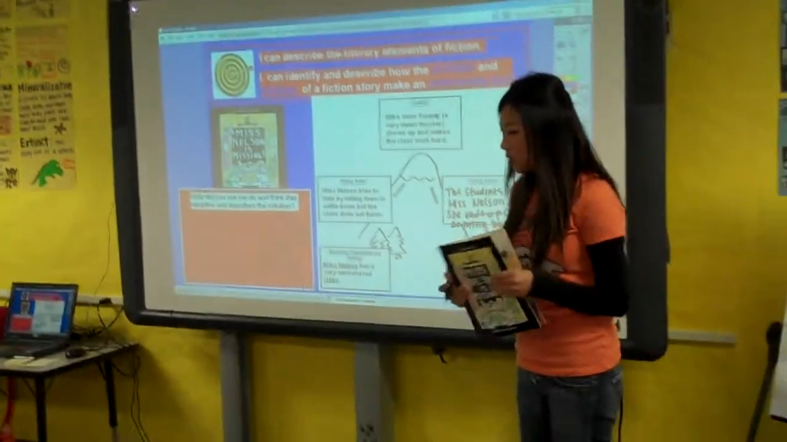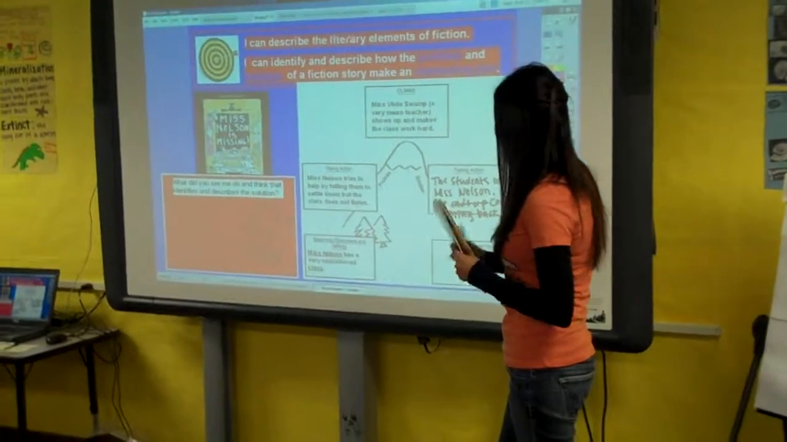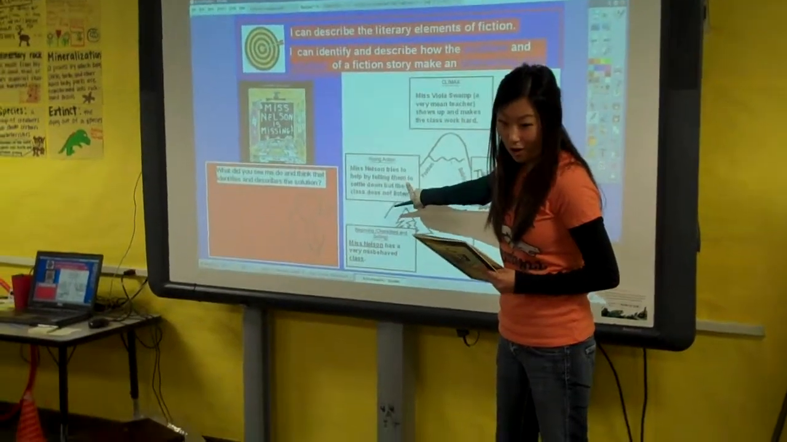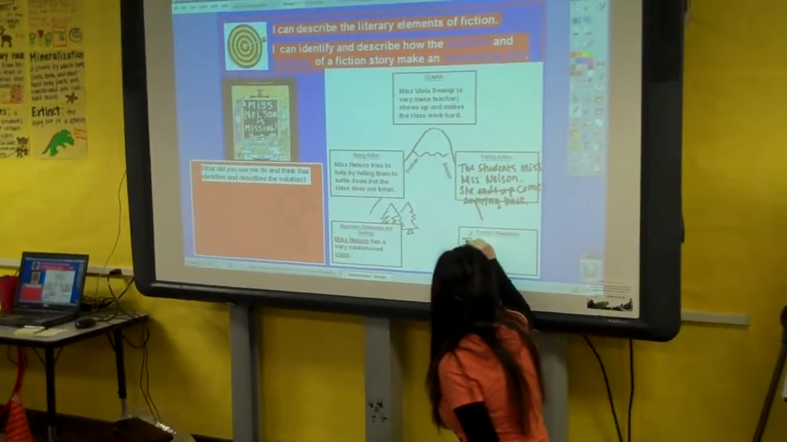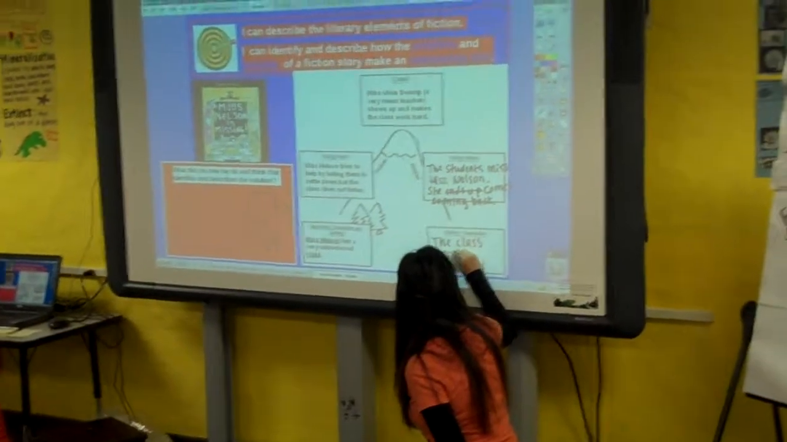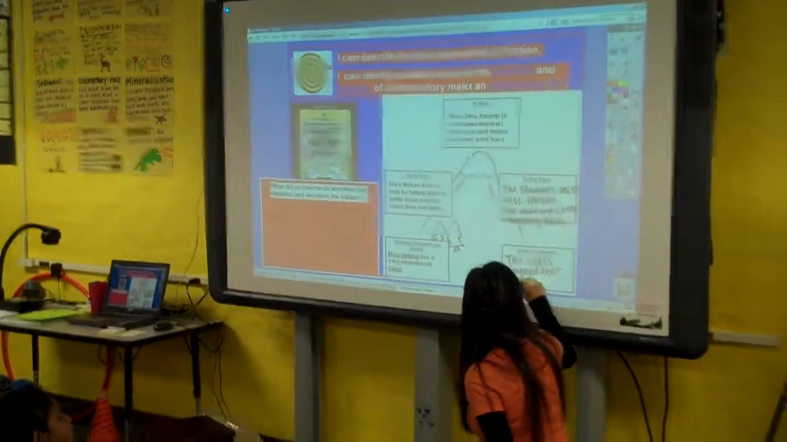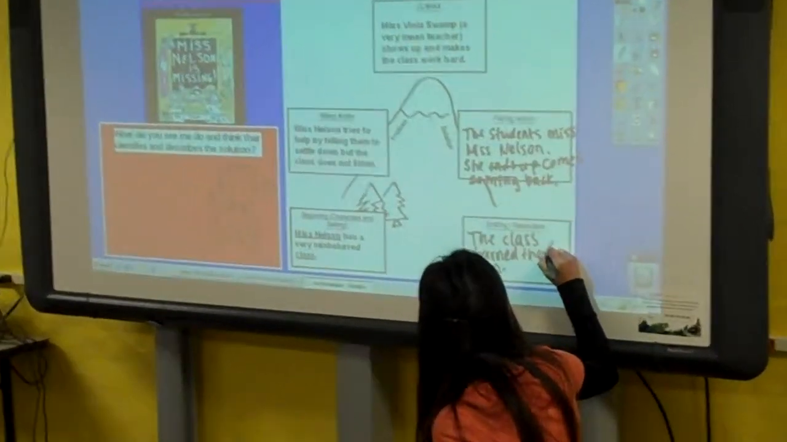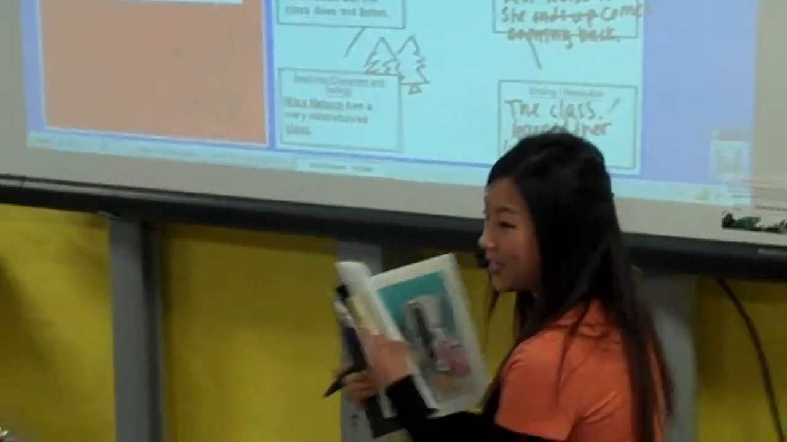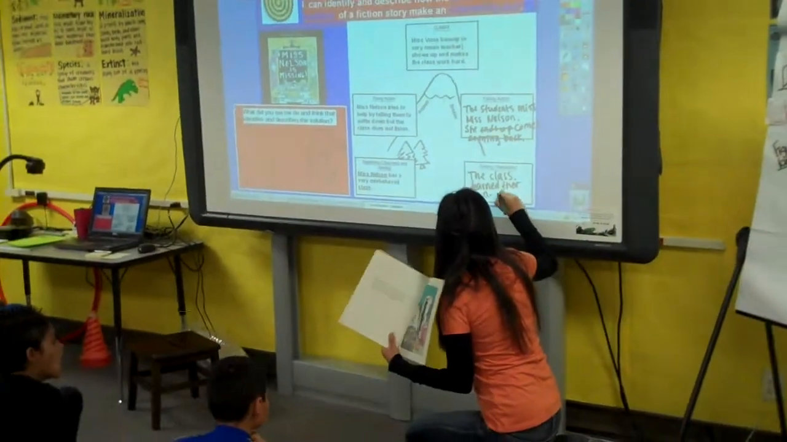Okay, the ending and the resolution, how this whole problem gets solved, is the students, they learn their lesson not to act like this anymore, right? So the class learned their lesson. And I love how the story ends too, because Miss Viola Swamp, we found out at the end, is really Miss Nelson. I would even add that part in there.